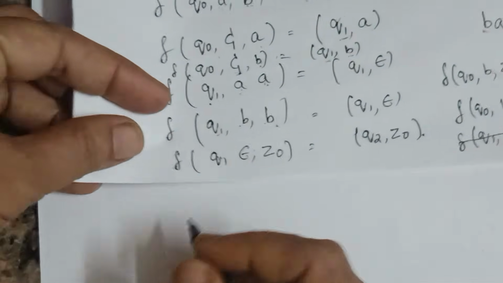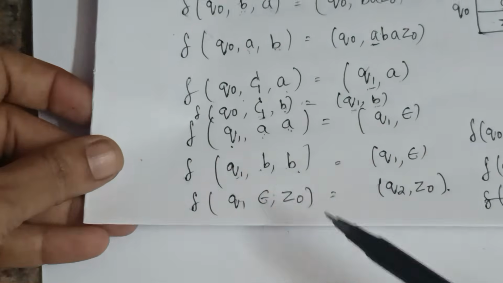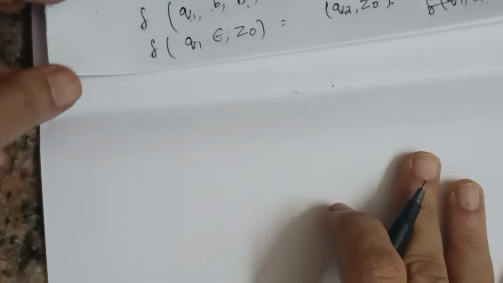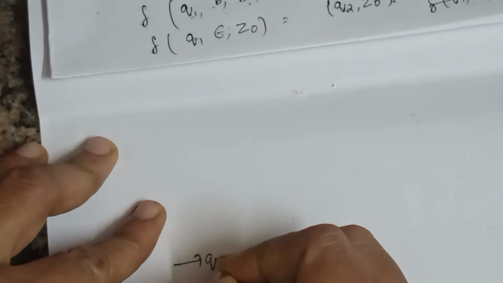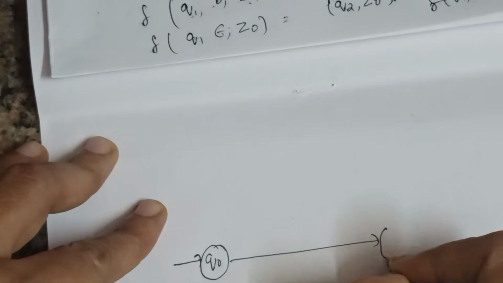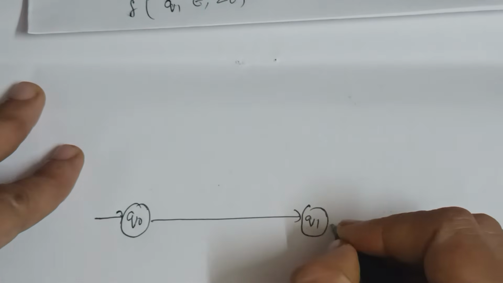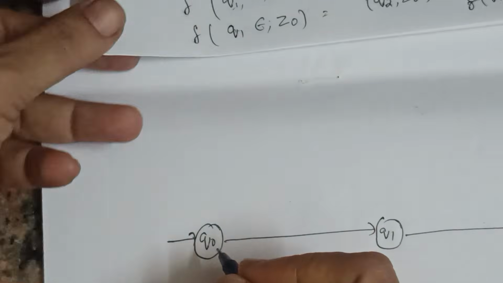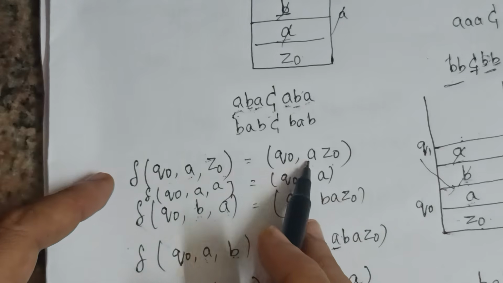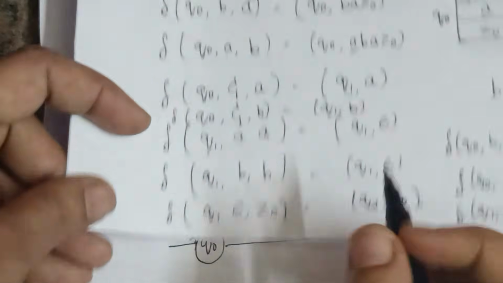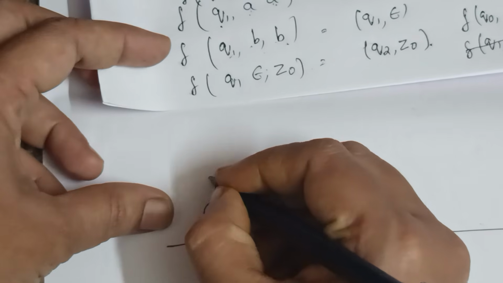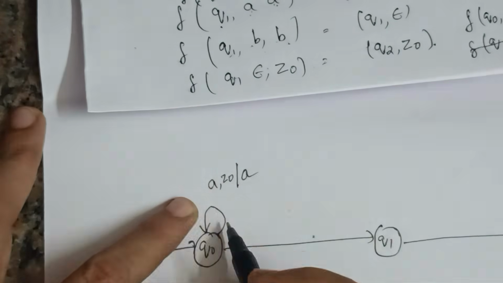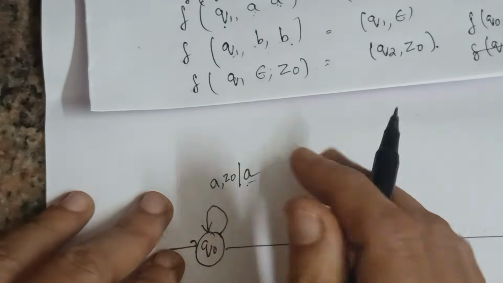Okay, what is the first step? How many states do we have? Q0, Q1 and finally Q2. So we will write Q0, Q1 and Q2. Now Q0 on A, Z0 is A, going to the state Q0 only. Z0 is the top of the stack. If I push A, it is going to the state Q0 only and the top of the stack is A.